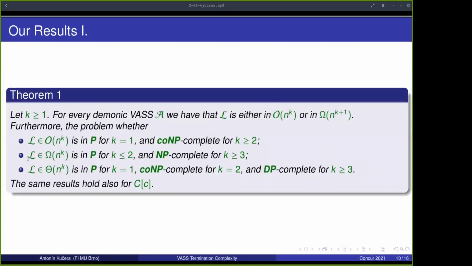The problem whether the termination complexity is asymptotically bounded from below by n to the k is in polynomial time for k at most 2, and for larger k it is NP complete. And the question whether the termination complexity is asymptotically equivalent to n to the k for a given k is in P if k is equal to 1, co-NP complete if k is equal to 2, and DP complete for k 3 or larger. And the same results hold also for the counter complexity.